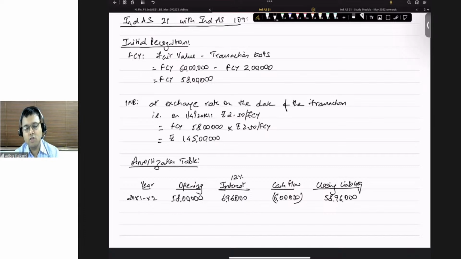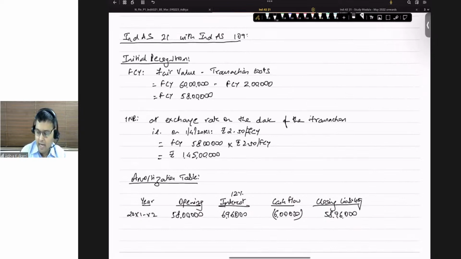Is it okay? So my finance cost is 6,96,000. Okay. Have you copied this table? They have not asked for the entire period. They have asked only for the first year. So we will do this only for the first year.